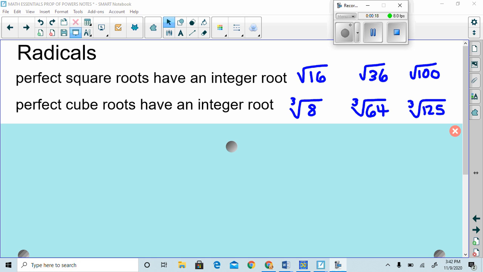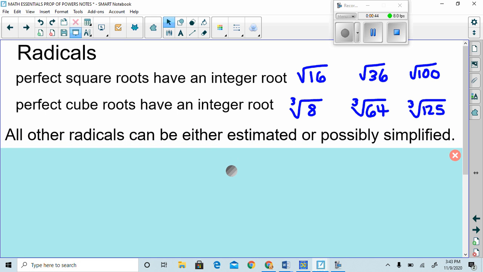Perfect square roots have an integer root, which means it's a whole number. Square root of 16 is 4, square root of 36 is 6, square root of 100 is 10. Then we haven't really discussed, but there are also perfect cube roots as well. Some number times itself 3 times. The cube root of 8 is 2. 2 times 2 times 2 is 8, and so on. But then we have so many other numbers that aren't perfect.